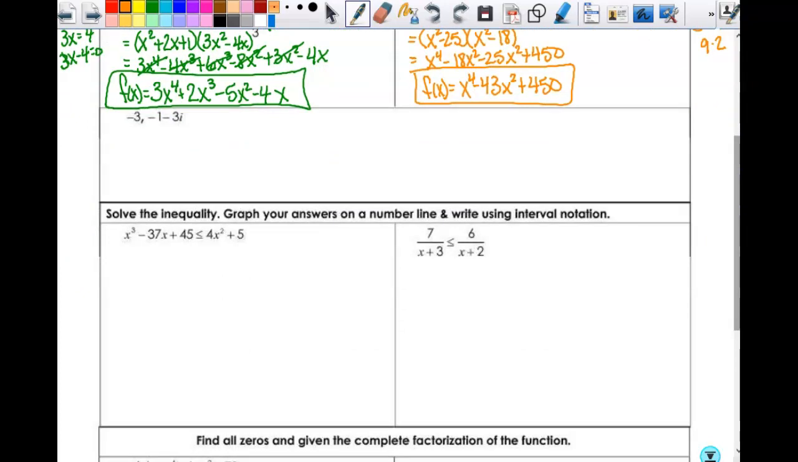So when I have an imaginary root, the conjugate is also one of the roots. So one of the ones that's not given to you is negative 1 plus 3i. There's actually 3 roots there. So it's going to give me f of x equals x plus 3 times x minus negative 1 minus 3i times x minus negative 1 plus 3i.